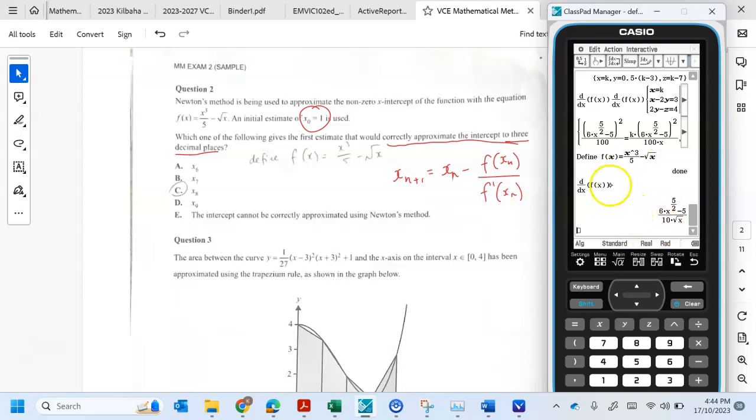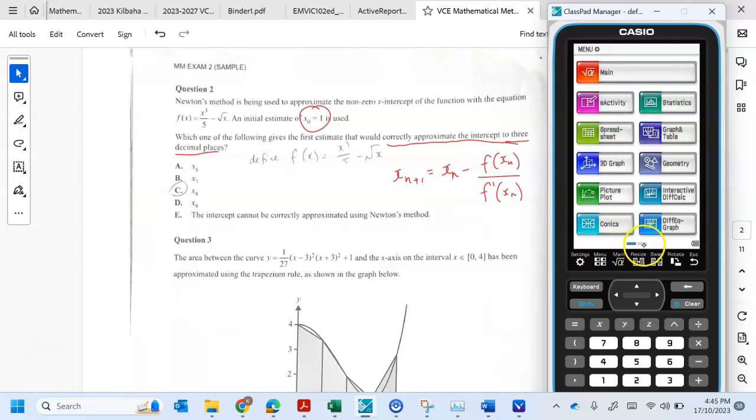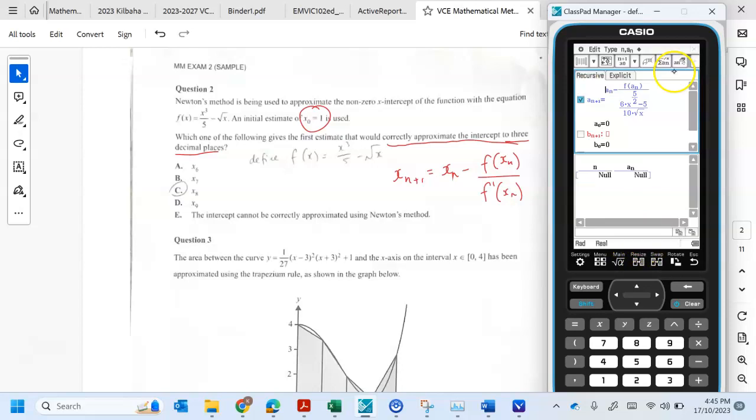Now, you can keep doing iterations on the home screen. It's just very time consuming. So in your calculator, if you go to the menu and go from that screen across to sequence, and you can see I've already tried to put it in, so I'm going to clear that because it was not cooperating with me before. And we're going to put this formula in here.